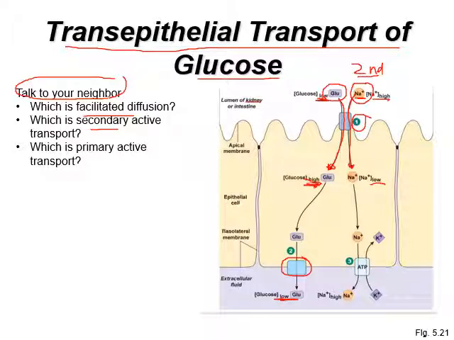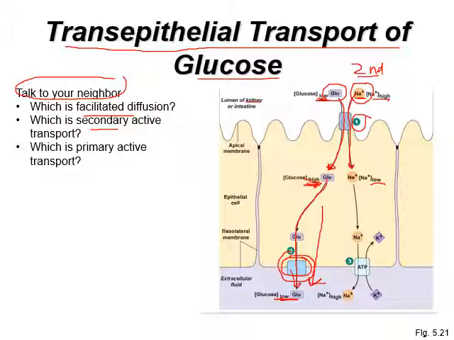So we're moving from an area of high to low. What's that tell you? Right? It's diffusion, right? Can glucose move directly through the membrane? No, because it is a larger polar molecule. So glucose is moving from high to low. It's doing diffusion through a protein. So now we have facilitated diffusion taking place.